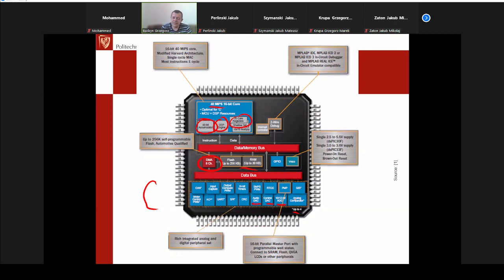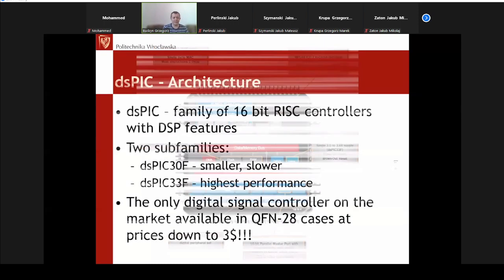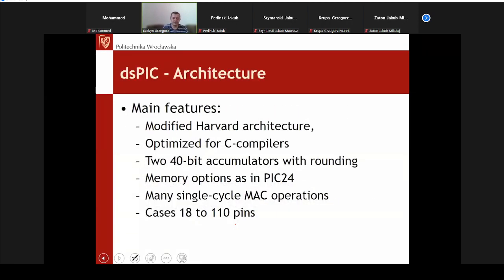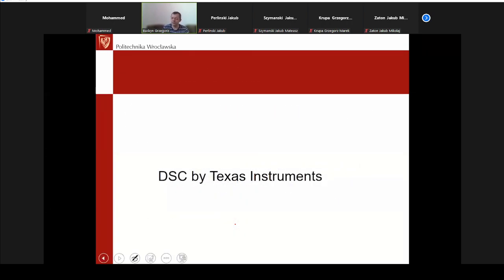But what we are missing in those peripherals is a port for DRAM, for example. In case of signal processing, we usually need a lot of RAM, so it's pretty common. Here we have up to 30 kilobytes of RAM, and the lack of a DRAM interface is a negative feature. Still, this is a processor that costs, take a look, QFN28, a few dollars, really. There are two versions, dsPIC30 and 33F. They are still pretty interesting from a practical point of view.